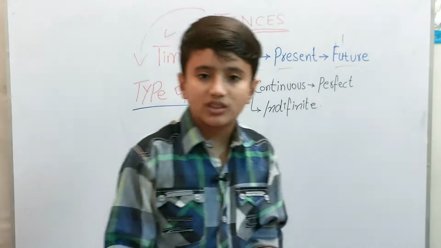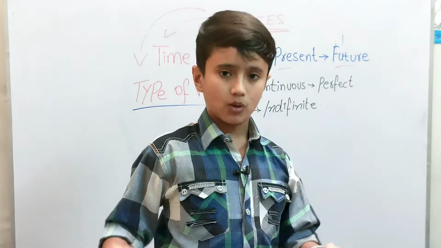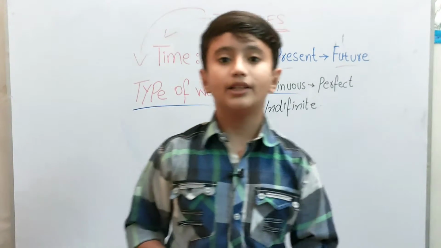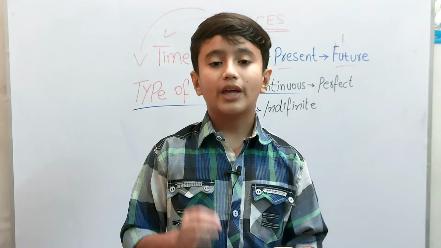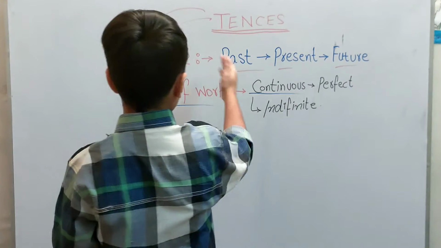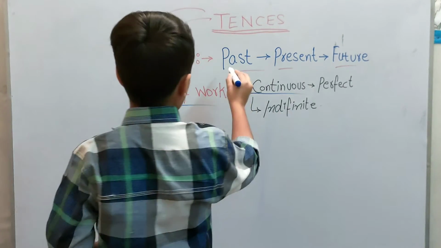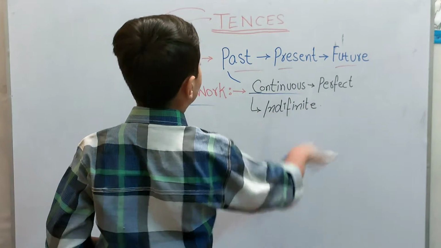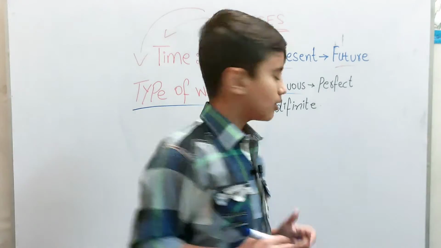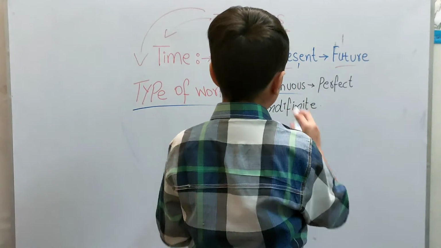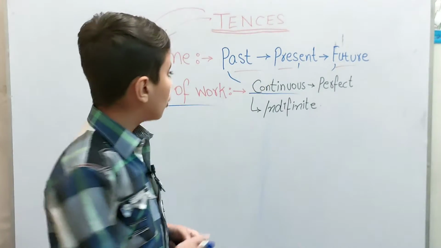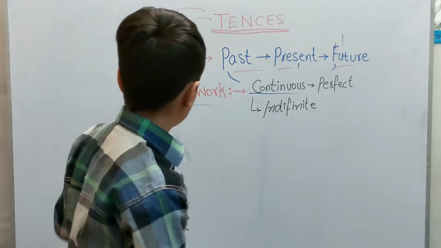What type of work was that? Was that perfect, done? Was that indefinite, or was that continuous? They are eating. They have eaten. For example, indefinite. For example, past has all of these things in it: continuous, perfect, indefinite. Same goes for present. Same goes for future. All of them have all of these three types of work.